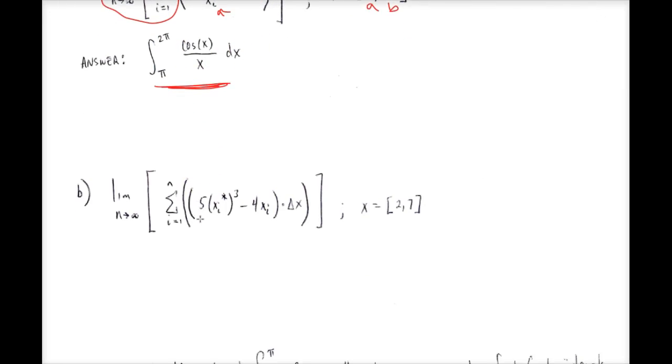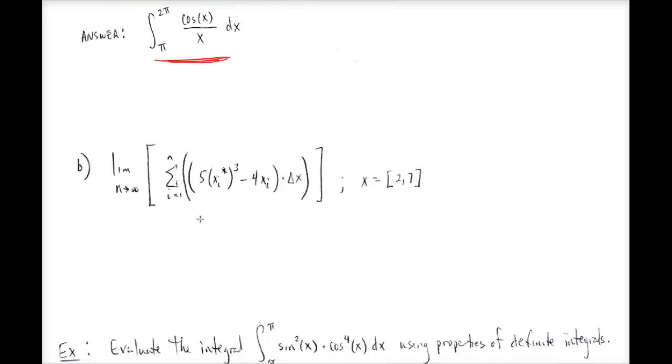And so in knowing that, if we look at this next example here, then we see that if we're going to interpret this, this would just be the infinite sum from 2 to 7 of 5x cubed minus 4x, and all that dx, not delta x. And so that is what the definite integral would be interpreted to be there.